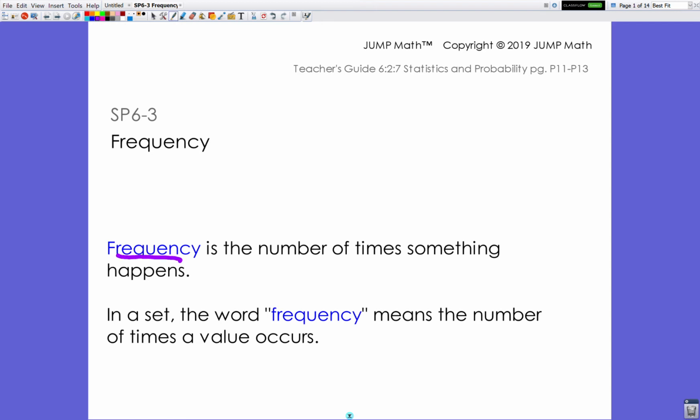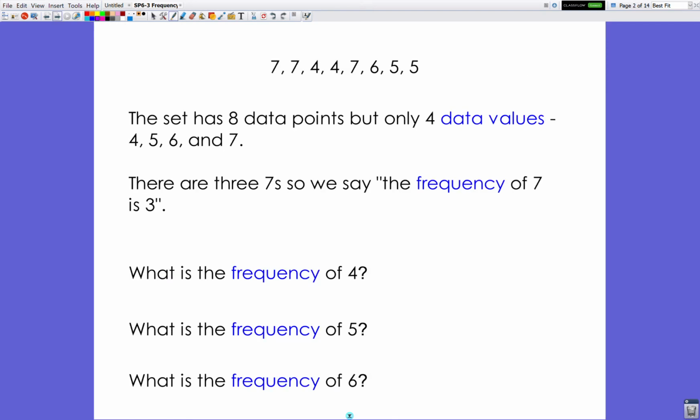Frequency is the number of times something happens. So in a data set, the word frequency means the number of times a single value occurs. So in this set, we have 1, 2, 3, 4, 5, 6, 7, 8 data points. But only 4 data values because there's only 4 different numbers being used: 4, 5, 6, and 7. So when we look at our sevens, we realize there are 3 sevens, so the frequency of 7 is 3.